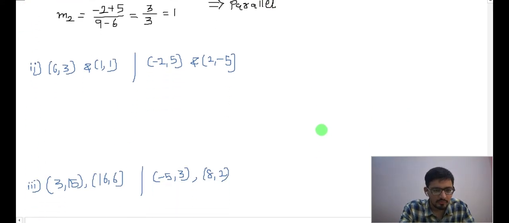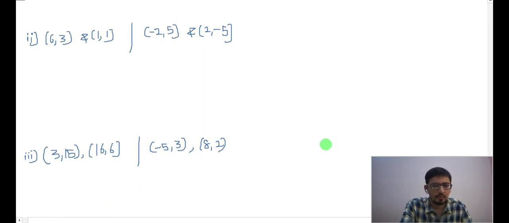Next question, similarly. Now the points given here are 6 3 and 1 1, and the other points given are -2 5 and 2 minus 5. The slope of the line passing through these 2 points, say m1. Here again you will do 3 minus 1, which is 2, and 6 minus 1, which is 5. So m1 you got 2 by 5.